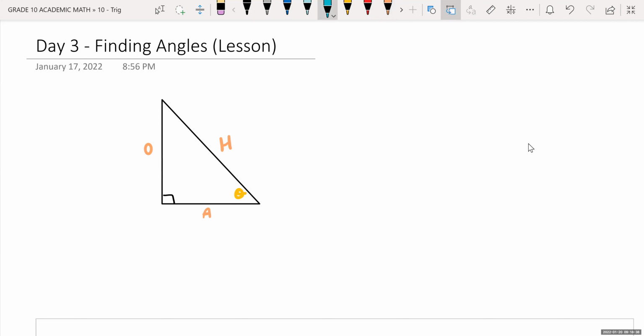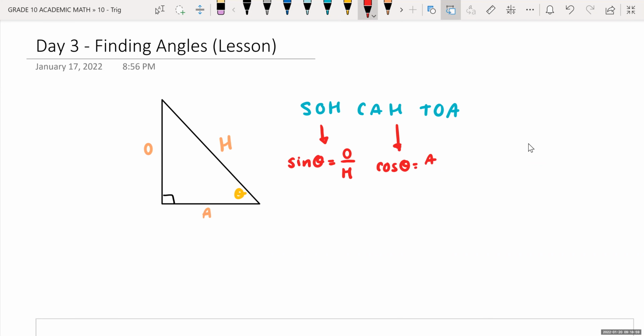In yesterday's class, we learned a really important acronym, which is called SOHCAHTOA. This is what we use to solve any right angle triangle. This tells me the sine of an angle is equal to opposite over hypotenuse. This tells me the cosine of an angle is equal to adjacent over hypotenuse. And this tells me the tan of an angle is equal to opposite over adjacent. As long as you remember these formulas, you can basically solve any question.